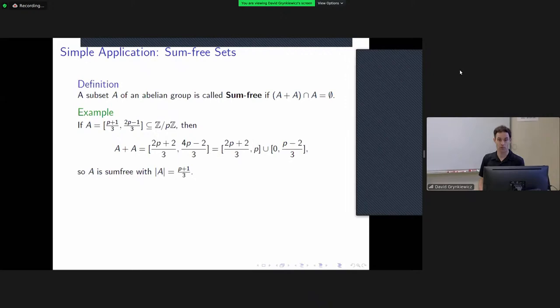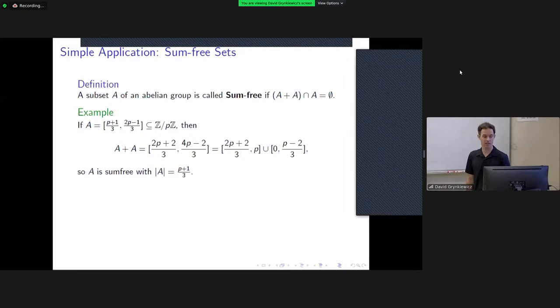We get basically everything from (2p plus 2) over 3 to p, and then that's 0. And we go all the way up to (p minus 2) over 3. But you notice that we never hit the middle third of the interval when we do this. Right? (p minus 2) over 3 is just shy of (p plus 1) over 3. So A plus A is disjoint from A, and we get an example of a sum-free set of cardinality (p plus 1) over 3, basically density 1 third. So this is a large density sum-free set mod p.